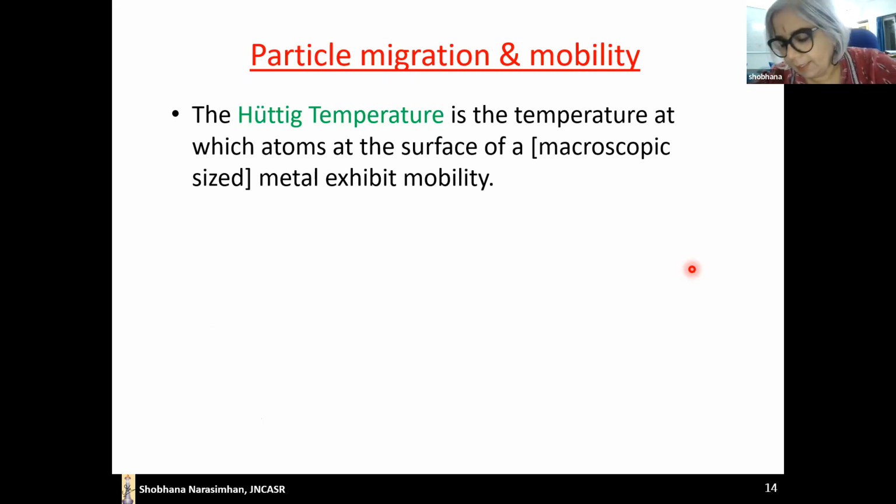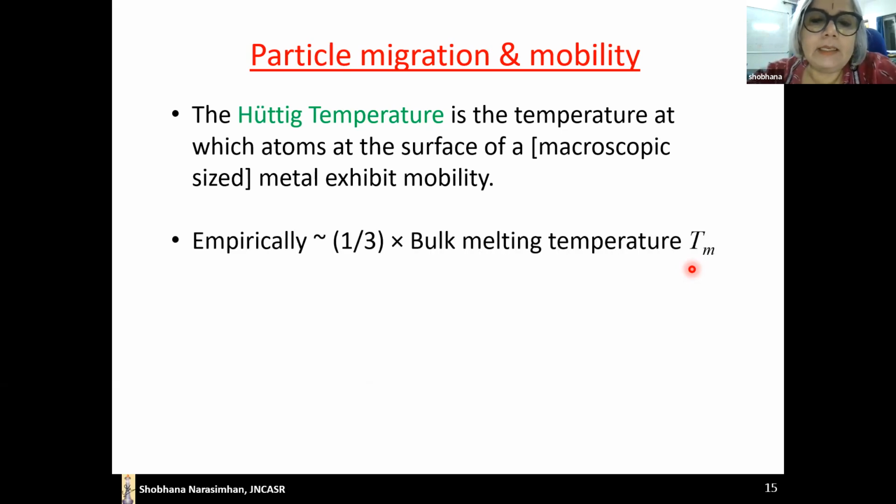There's a slightly related concept which I just want to introduce. So there's this empirical thing called the Hüttig temperature, which is the temperature at which atoms at the surface of a macroscopic size metal exhibit mobility. And empirically, it is known that it is 1/3 of the bulk melting temperature. So if the bulk metal melts at 900 Kelvin, then around 300 Kelvin, your atoms on the surface of the metal start moving around.